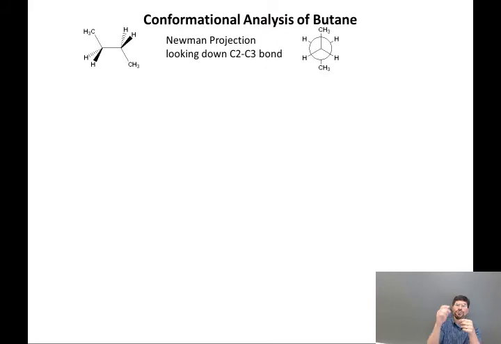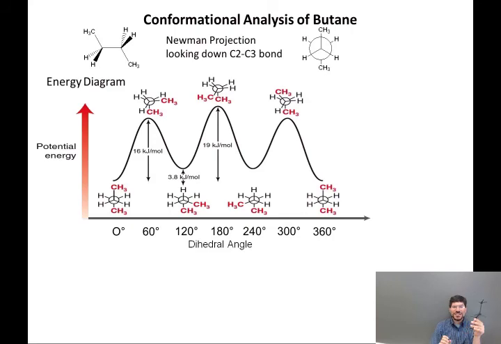Well, butane can also rotate about the C2-C3 bond, and we can make an energy diagram for that rotation, just like we made the energy diagram for ethane. I'm going to start with 0 degrees being the conformation with a CH3 pointing up on the front carbon and a CH3 pointing down on the back carbon. This is a staggered conformation. If we rotate 60 degrees, we get to an eclipsed conformation. If we rotate 60 more degrees, we get to another staggered conformation.